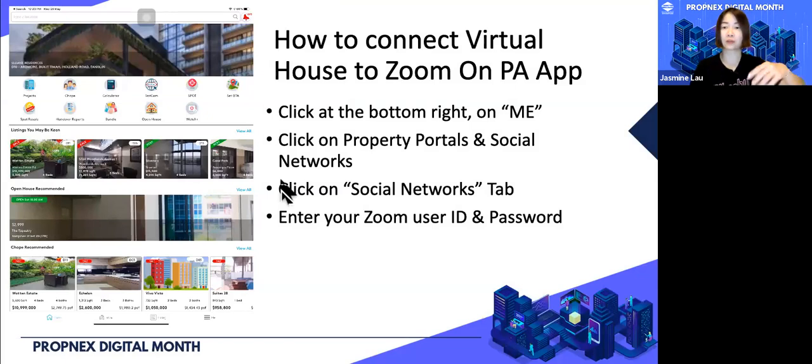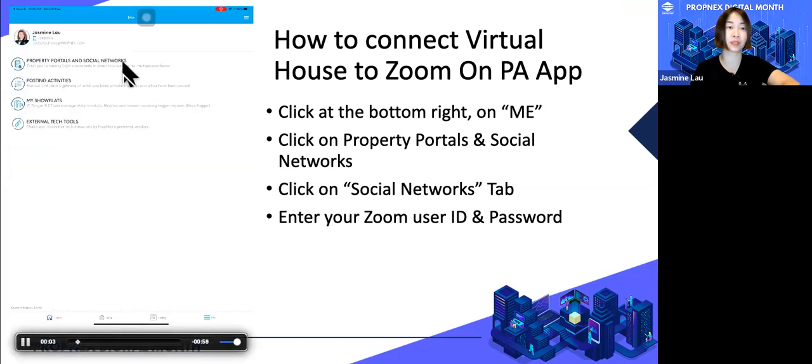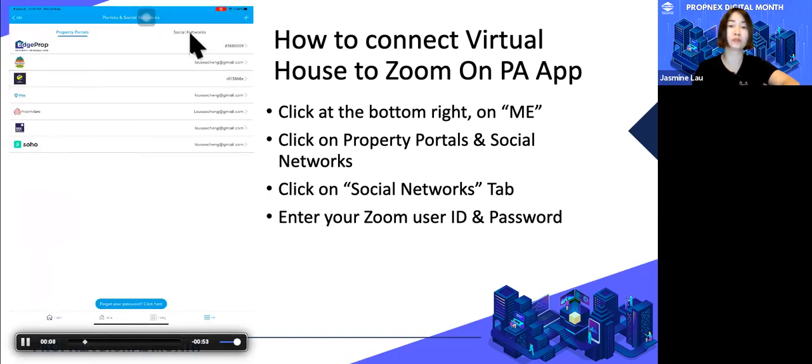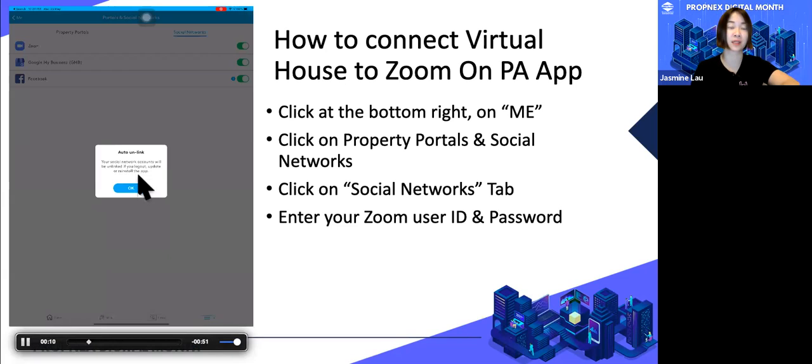So I will now be sharing how to connect the virtual open house to Zoom on the PA app. When you open up your PA app, at the bottom right of the screen, you click on Me. Click on Property Portals and Social Networks. You head to the next page, which is Property Portals and Social Networks. Go into the Social Networks tab.